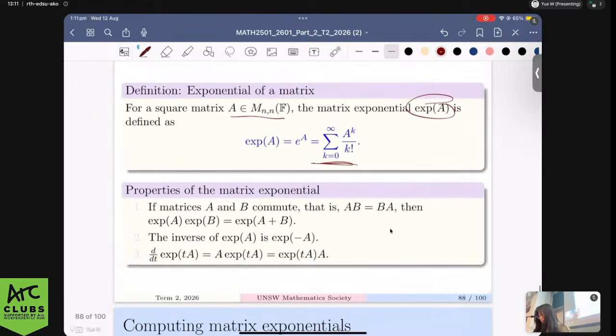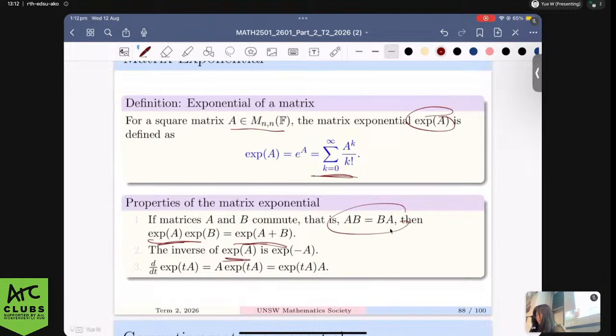And here are some properties. Just like our numbers, we can write the product between the exponentials of A and B to be equal to the exponential of the sum of A and B. And note here that this only works when A and B commute. So do not do this if they do not commute, because it won't work, right? And we also know that the inverse of the exponential of A is just equal to the exponential of minus A. So you can just sub in the minus sign.